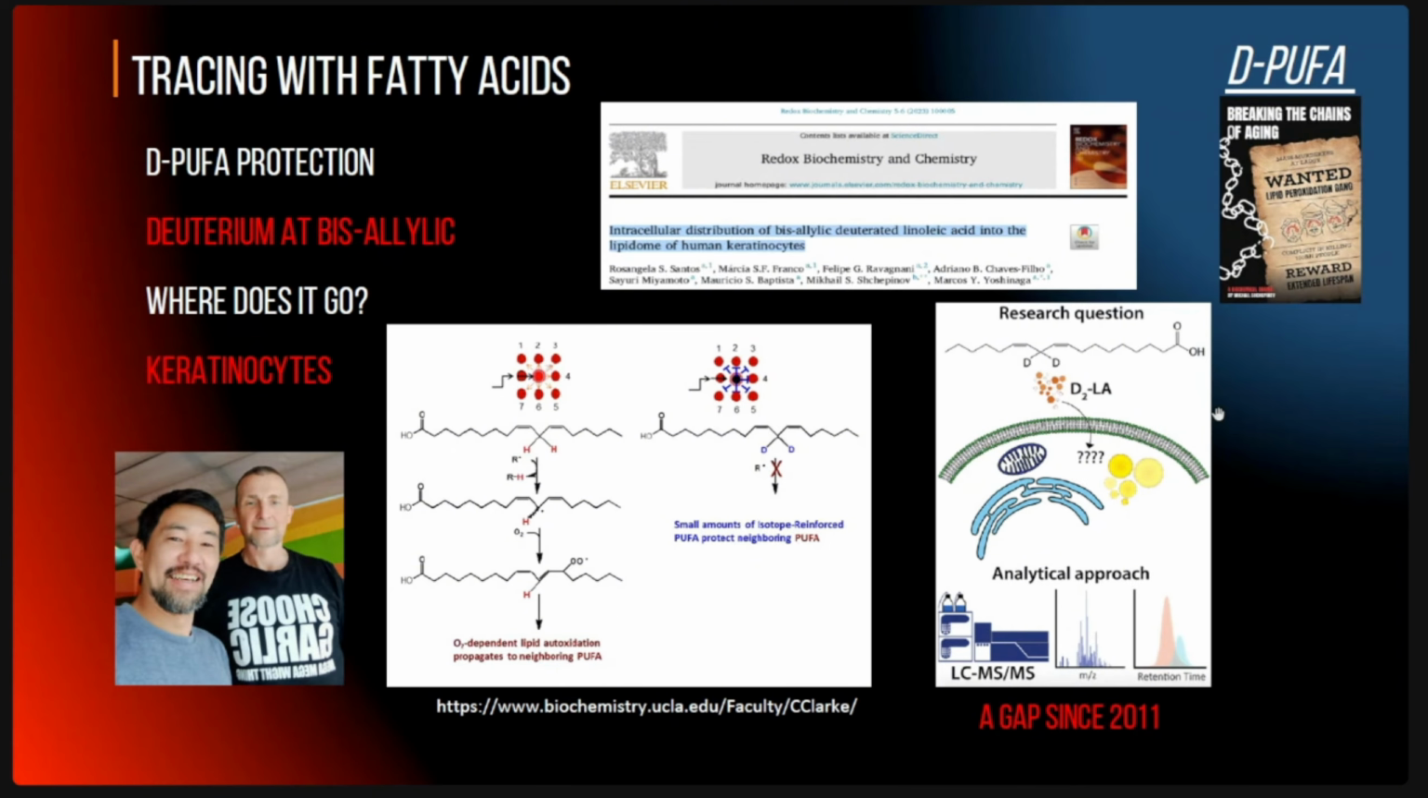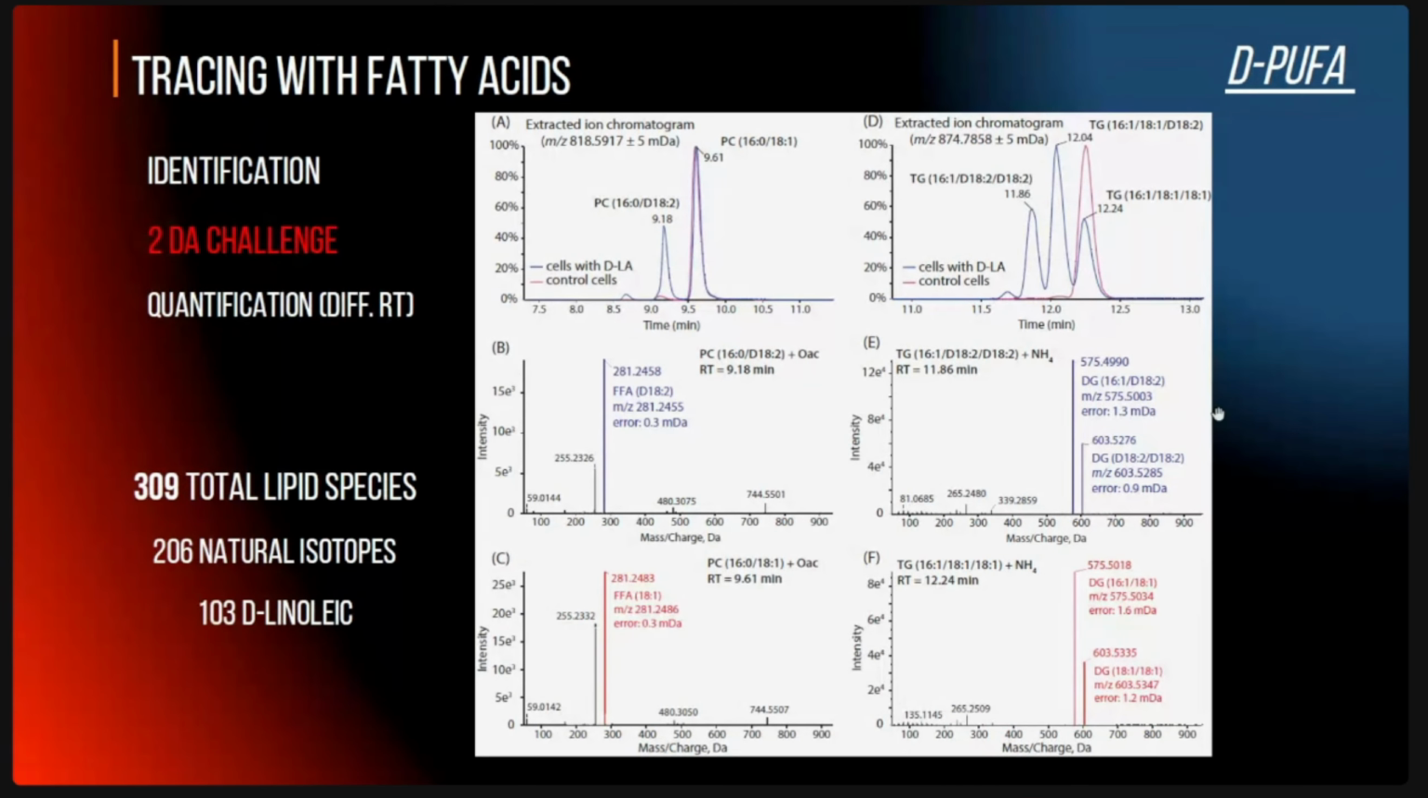And so the research question of this study was real simple. We said, let's give some deuterated linoleic acid to keratinocytes and see where it goes in the lipidome. Using deuterium, and actually at the bis-allylic position, it's just 2 deuterium, so it's a 2 Dalton challenge. Using mass spectrometry, we can recognize at high resolution what is a D-linoleic acid from what is an oleic acid. Both have almost the same mass, and you can tell those things apart by doing mass spectrometry at high resolution.